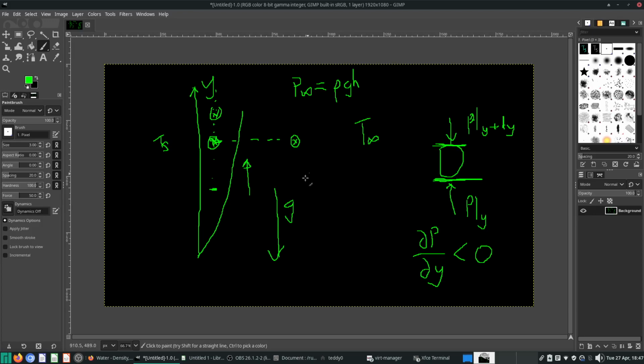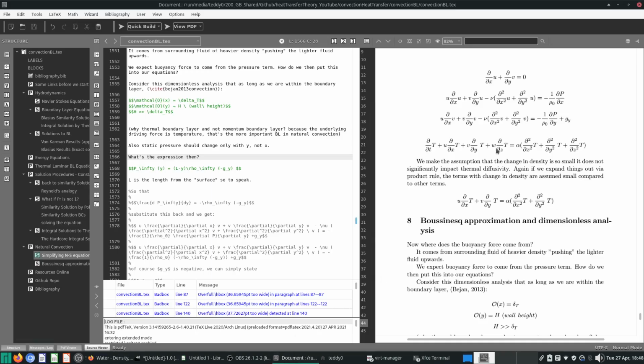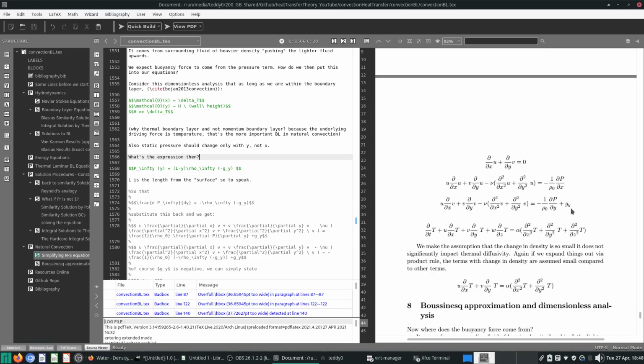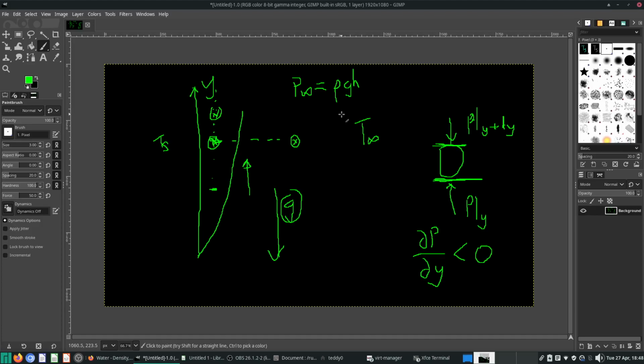Okay, this G is of course the same as this. Again, I have not replaced the GY with minus G yet, so try not to get confused. GY is just the component of the body force or gravitational force in the y direction. In this case, body forces are just gravitational forces. There are no other body forces acting on this thing.